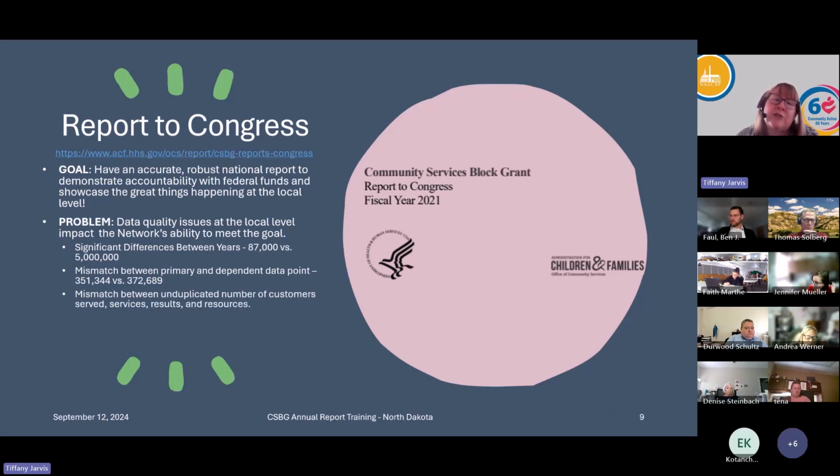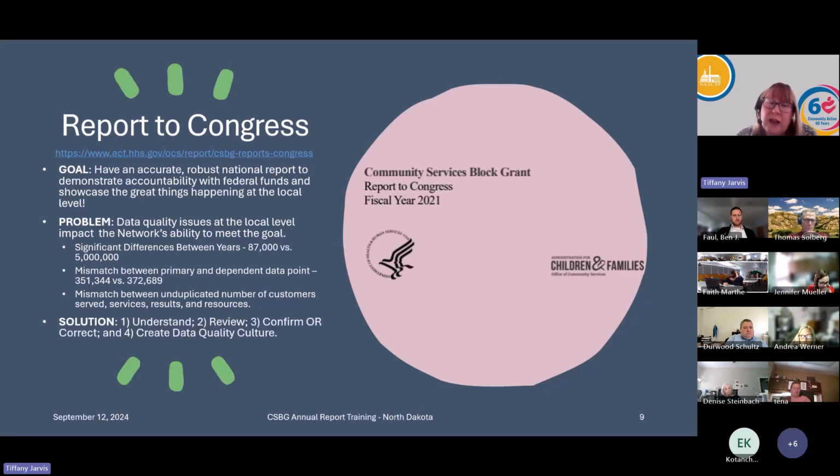And then there's just a mismatch between unduplicated number of customers served, services, results, resources. So we may be looking like we have a lot more money, but we're not really reporting a lot of outcomes. We may be reporting a lot of outcomes or services, but not a lot of money. So it's an entirety. You look at, as Elena said, you look at the report in its whole, and then you can kind of see where everything works together.